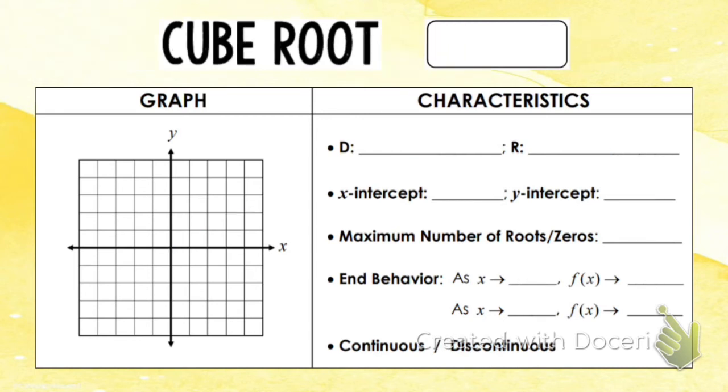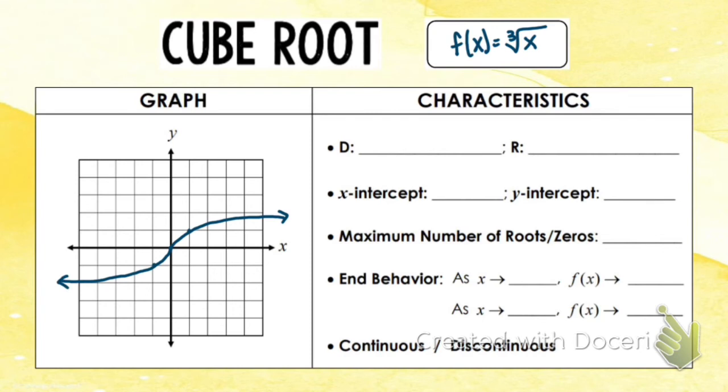Our next function is the cube root function. So you have f of x equals the cube root of x. And this one is kind of like the cubic function, except it's turned sideways. It's still like an S, but it goes this way.